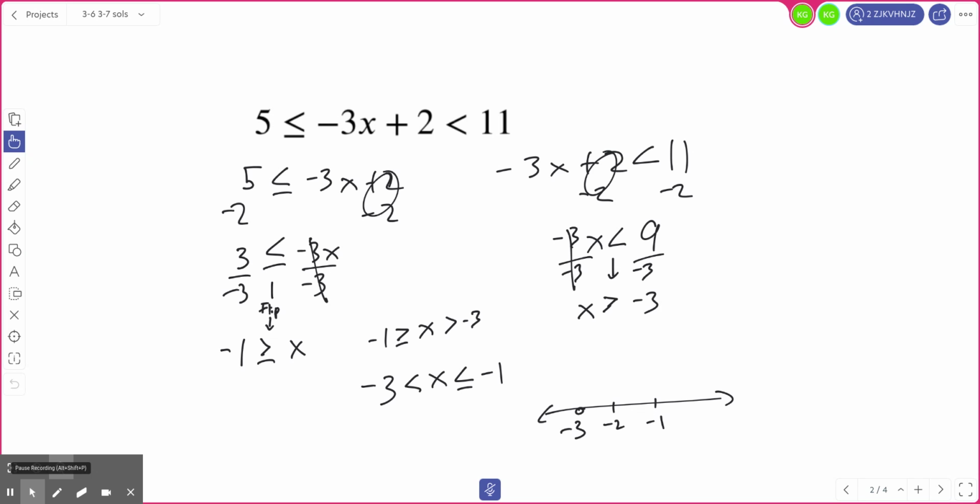And indeed, in this case, we would be looking at something where, oh, I forgot to do my circles on the last one. We'd have an open circle at negative 3, a filled in circle at negative 1, and we're looking for x to be between those two. So any values in here, not including negative 3, but including negative 1, would make this compound inequality true. Let's look at the next one.